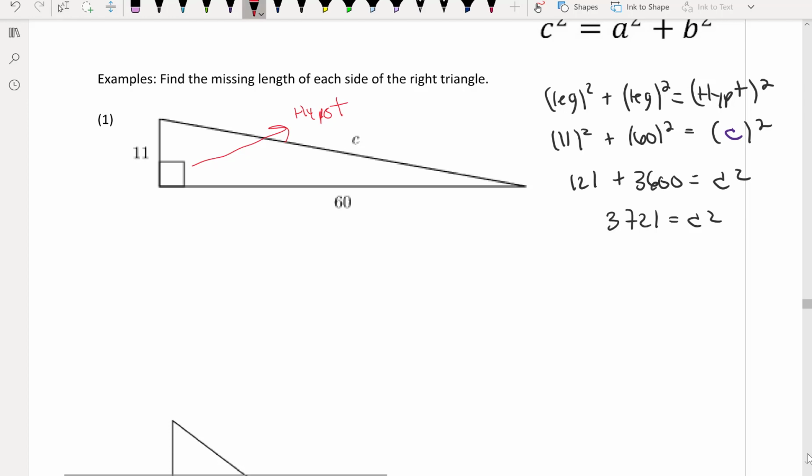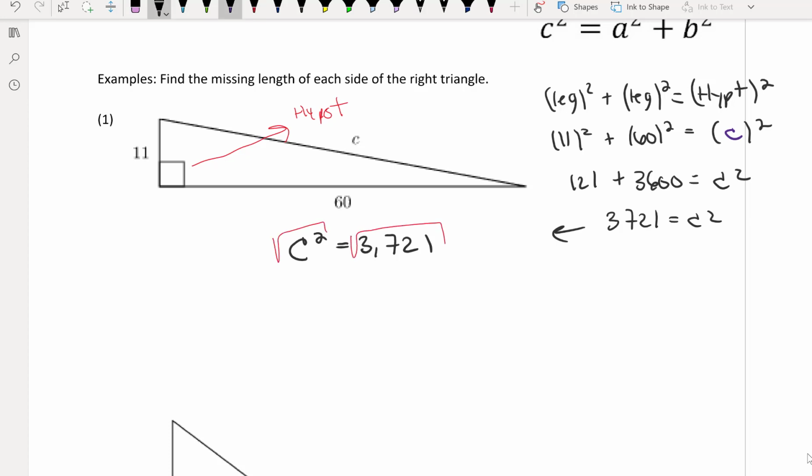And to undo that square, let me write it over here, you really have C squared is equal to 3,721. That's not the value of C because you have a degree of 2 there. So to undo that square, you would square root it. So then you can see that the square root and the square cancel. So you're left with C is equal to the square root of 3,721. And when I plug that into your calculator, you're going to get 61. So now I can tell you that the hypotenuse is equal to 61.